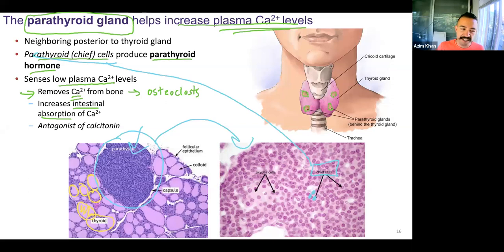Fun fact, don't need to know for this class, but you'll probably learn in physio. Vitamin D is a hormone that we can get from foods. It's been fortified in our milk, for instance, but you can actually make it from the sun, and it acts just like parathyroid hormone to help you increase levels of calcium. That's why they put it in your milk, so you can better absorb the calcium that's in the milk.